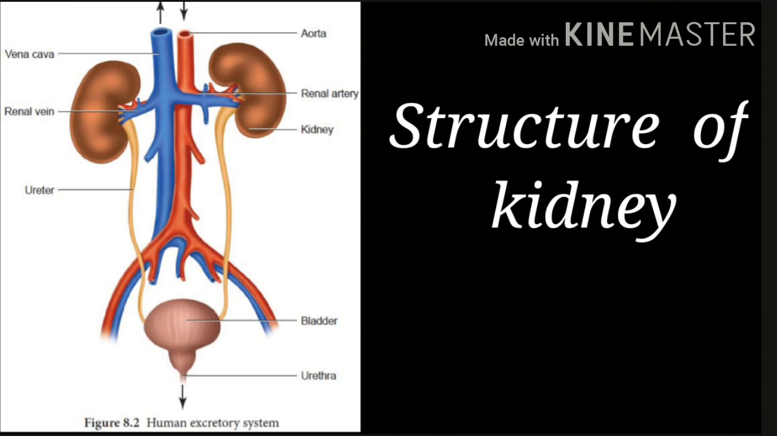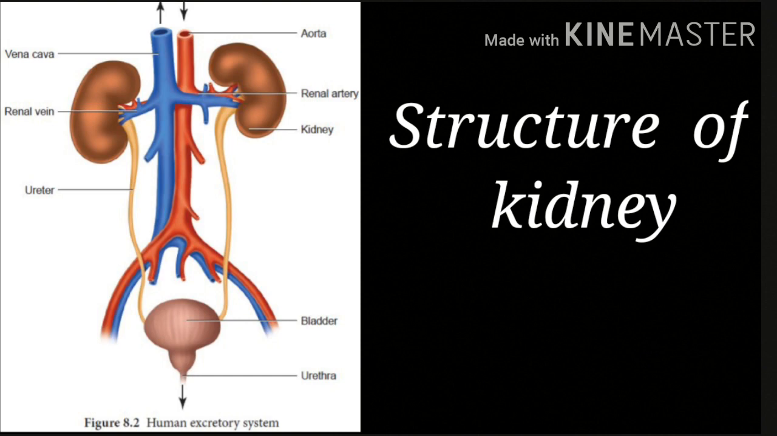Let us learn about the structure of the kidney. We have a pair of kidneys. How many kidneys do we have? We have 2 kidneys. Kidneys are bean shaped, reddish brown in color. Where are they located? They are located on either side of the vertebral column in the abdominal cavity.